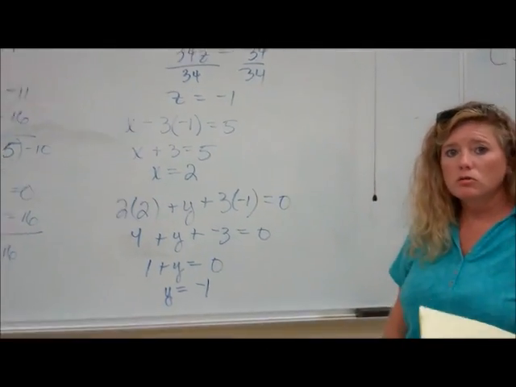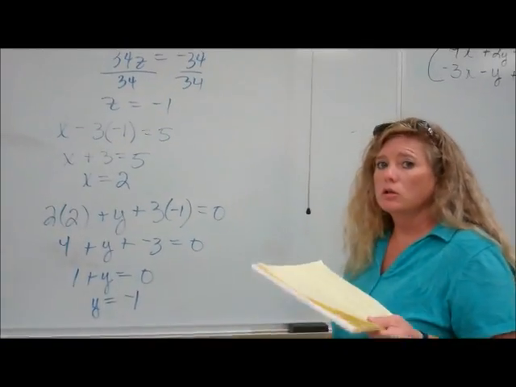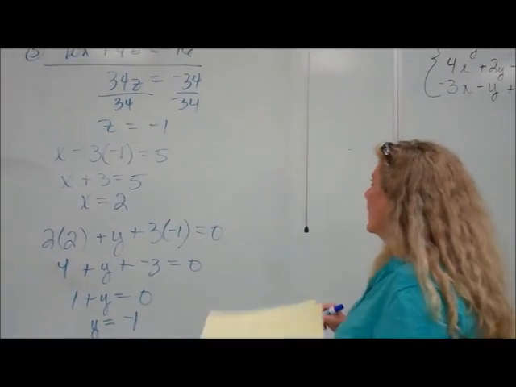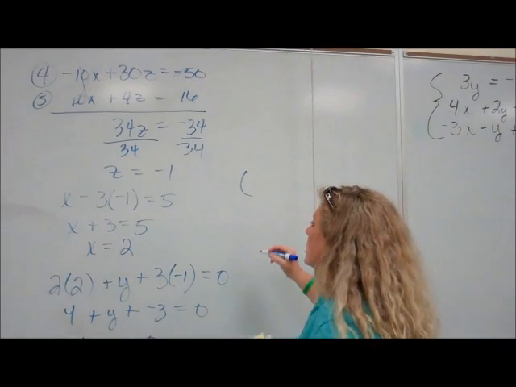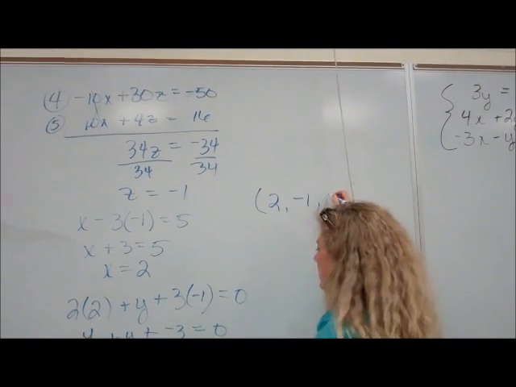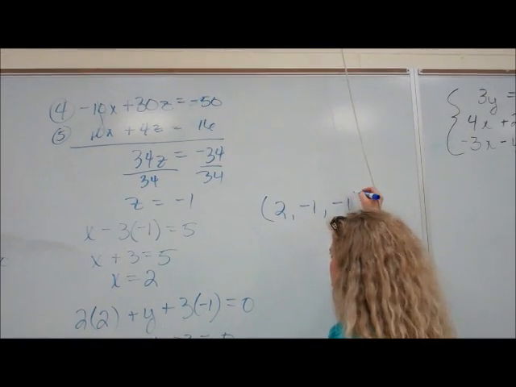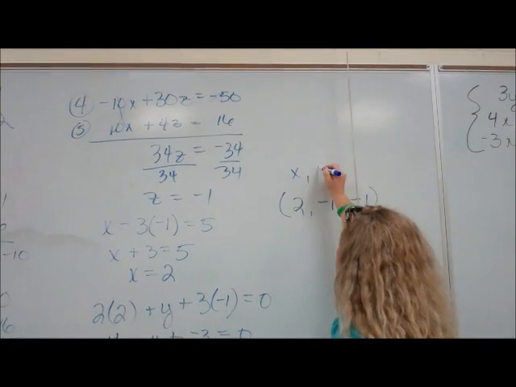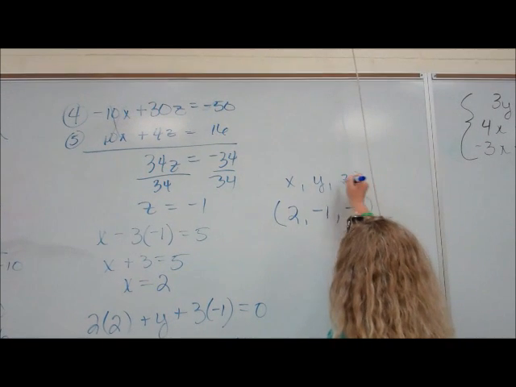Now, when we write the solution to this, it is an ordered triple. We've got x, y, and z. The solution is 2, negative 1, negative 1. X, y, z.